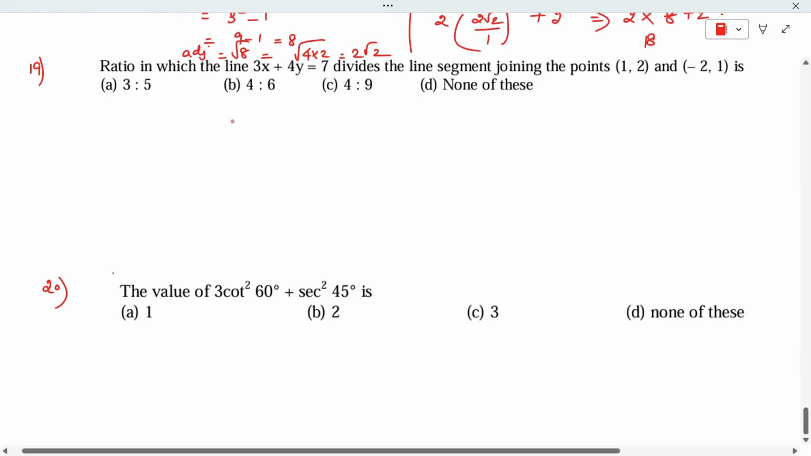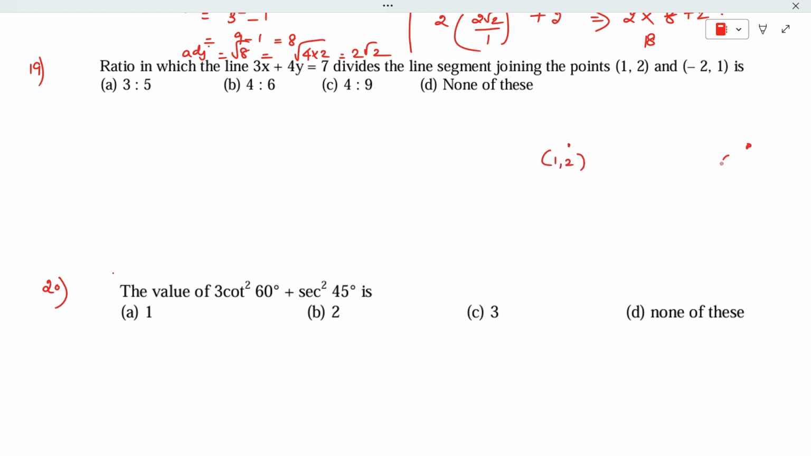Come to the 19th sum. The ratio in which the line 3x plus 4y equal to 7 divides a line segment joining the two points (1, 2) and (minus 2, 1). Some line is going to divide this line segment at a point P, which I am making as (x, y). I want to find this ratio, so I am keeping it as k is to 1.